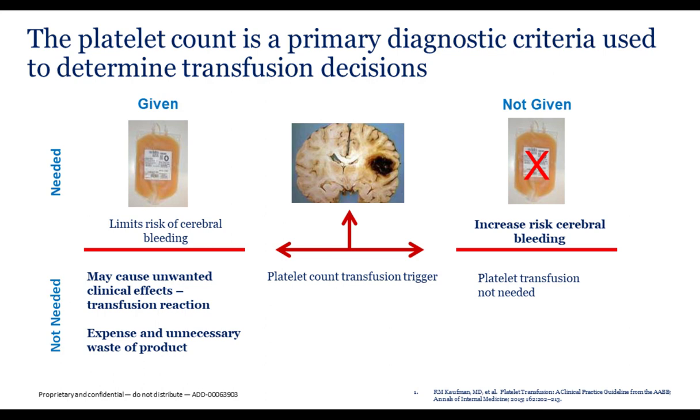And that count becomes very important because obviously at the very, very low level that it is, the interferences that we previously saw can impact that value. So let's take, for example, if platelet counts were less than the 10,000, they would be needed with regards to platelet transfusion, as given the limit risk of cerebral bleeding is taken care of. But if they're not given, certainly the increase in cerebral bleeding can occur.